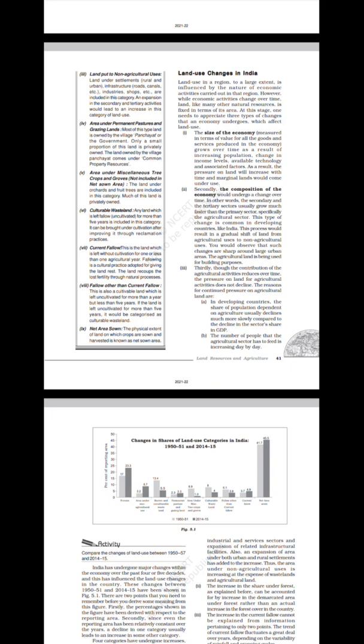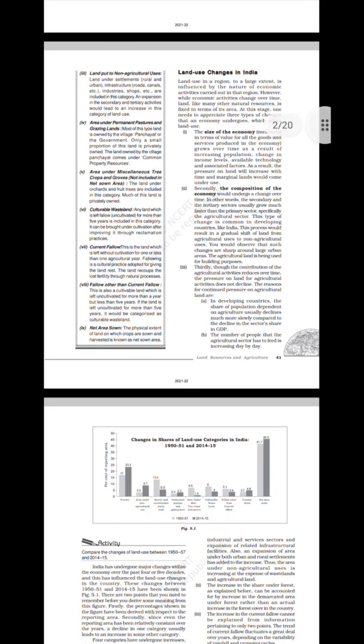Land use in a region to a large extent is influenced by the nature of economic activities carried out in that region. However, while economic activities change over time, land, like many other natural resources, is fixed in terms of its area. At this stage, one needs to appreciate three types of changes that an economy undergoes which affect land use. The size of the economy, measured in terms of value of all the goods and services produced in the economy, grows over time as a result of increasing population, change in income levels, available technology, and associated factors.